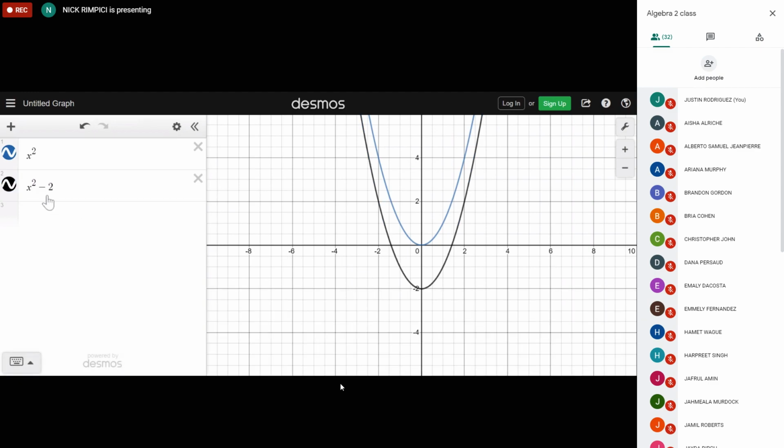Okay, I did x squared minus 2. So now look where I am. I'm 2 units down. Okay, I'm 2 units below where I was. Subtracting 2 has pushed the graph down 2 units.